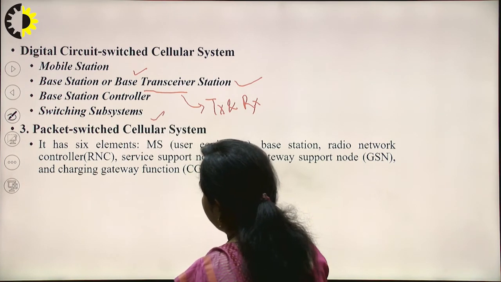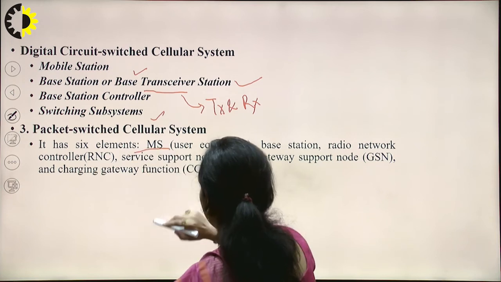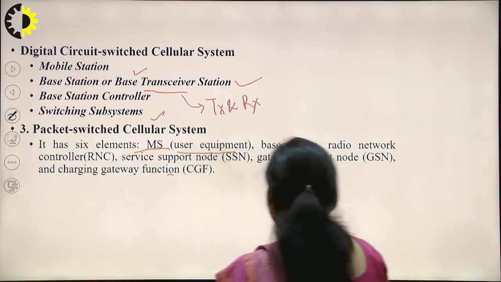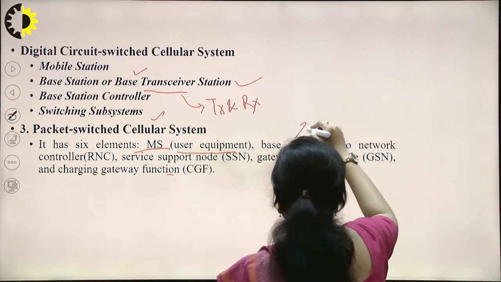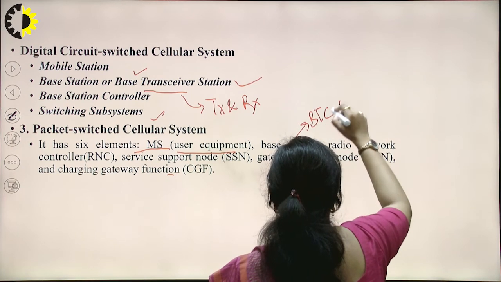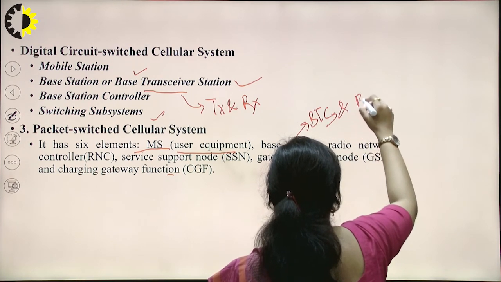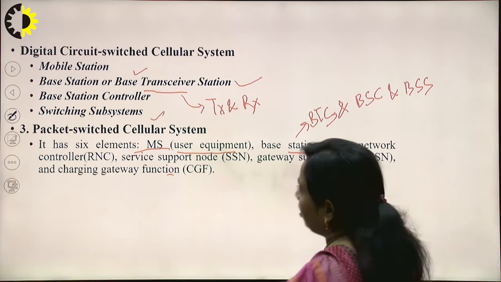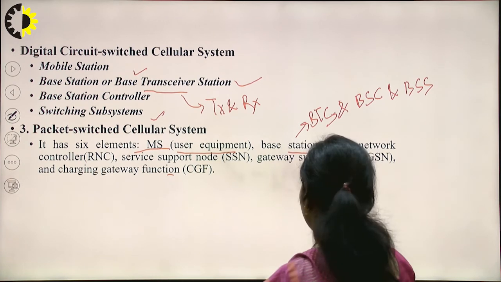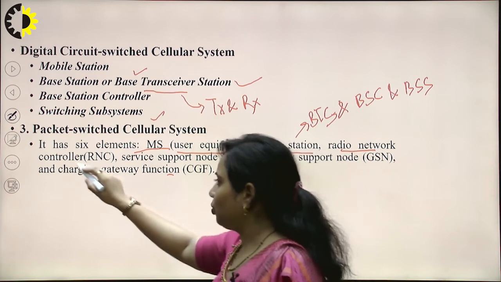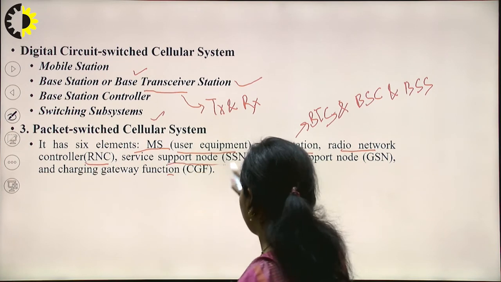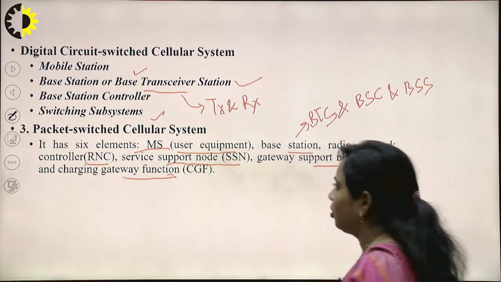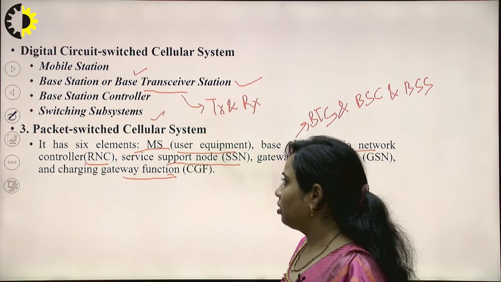Now in case of the packet switched cellular system, it has 6 elements. Now what are the 6 elements? The first one is the user equipment, denoted by MS, mobile station. Then there is a base station, which considers BTS, base transceiver station, or base station controller, or base station subsystem. All 3 are interconnected to each other, related to the base station only. Next we require the radio network controller, RNC, the service support node, then the gateway support node, and the charging gateway function. So these 3 things we require for the packet switched cellular system.